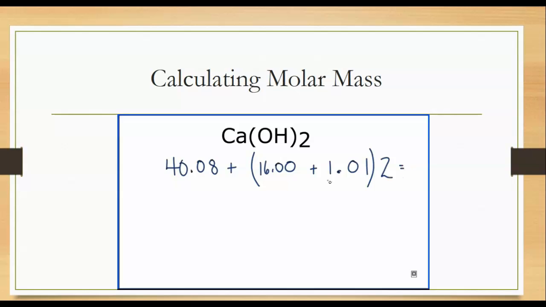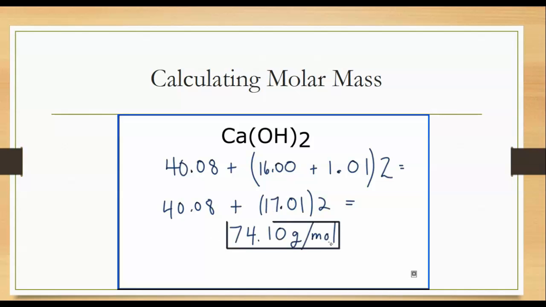Once I do that, I then have 40.08 plus 17.01 times 2, and then I'll just add these 2 numbers together to get the molar mass for calcium hydroxide, Ca(OH)2.